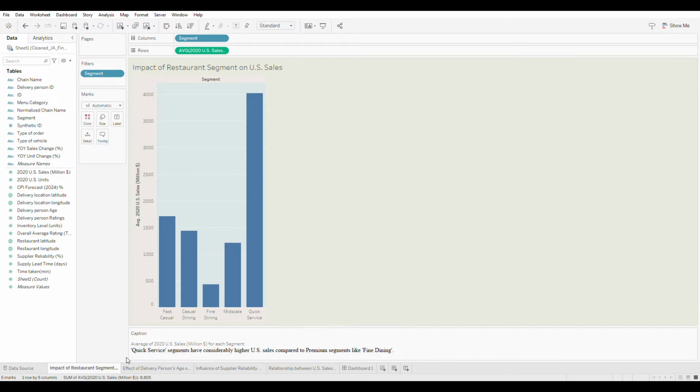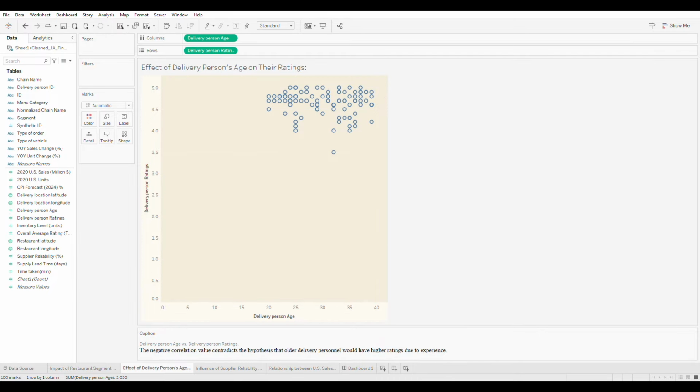Secondly, we wanted to look at the effect of delivery person's age on their ratings. The question is, is there a correlation between the age of the delivery person and their ratings? Our hypothesis states experience might play a role in customer satisfaction, so older delivery personnel could have higher ratings. The answer, however, is that the correlation value between the delivery person's age and their ratings is approximately negative 0.1.